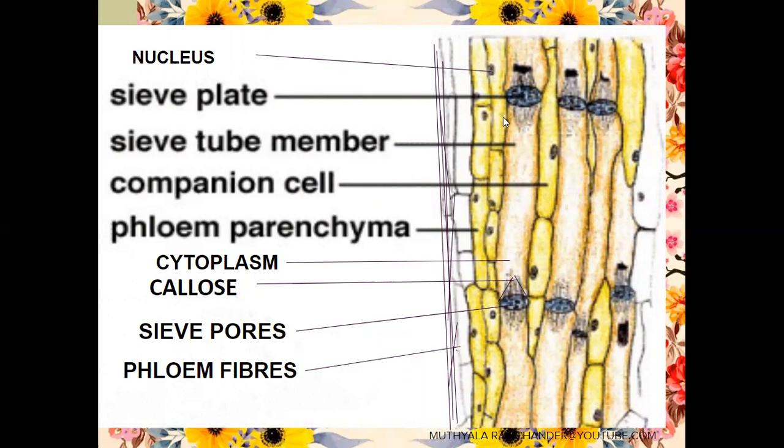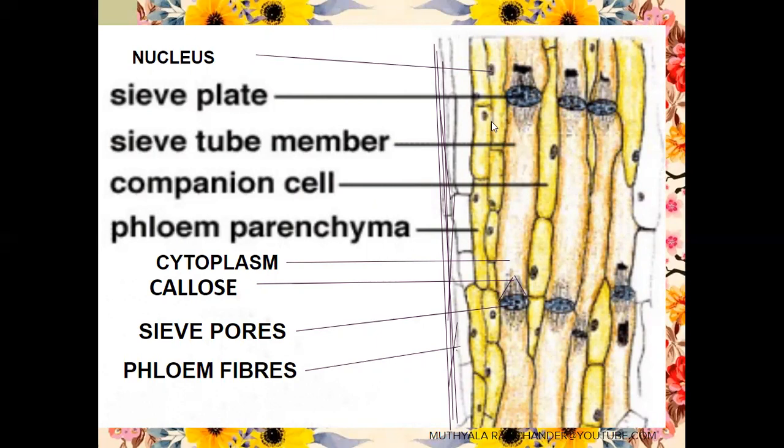And sieve tubes have only cytoplasm. They contain a liquid, juice-like substance. In this cytoplasm, only the juice-like fluid, sugars, and photosynthetic products are present. The nucleus is absent in this cytoplasm. Nucleus is absent in the sieve tube members.